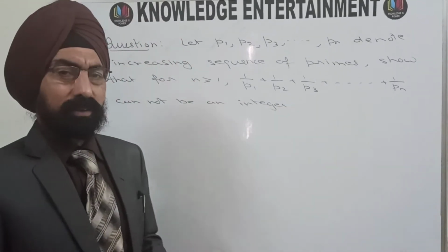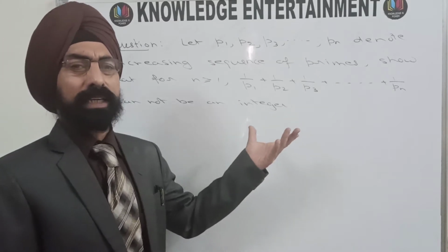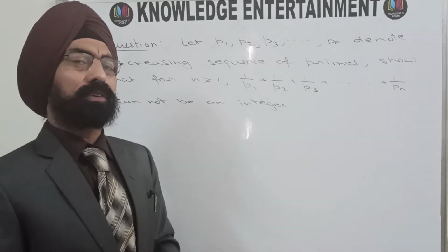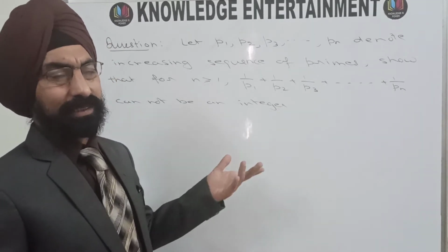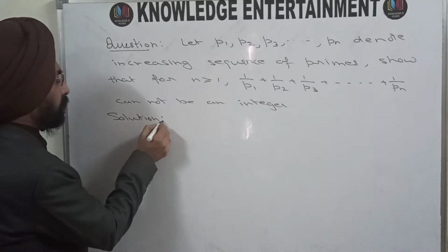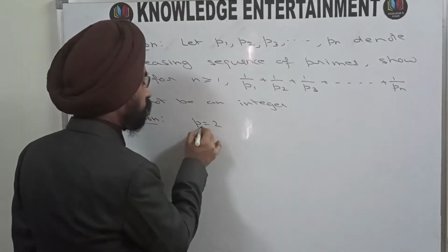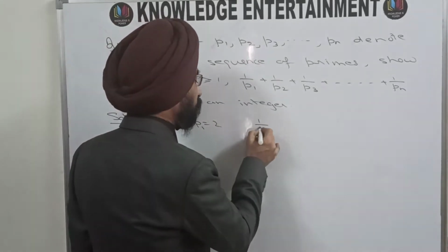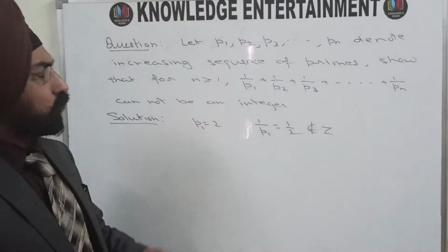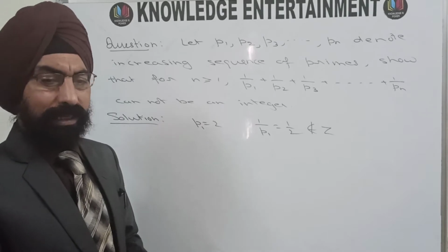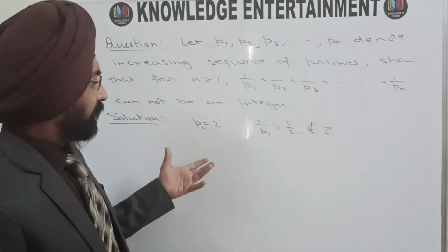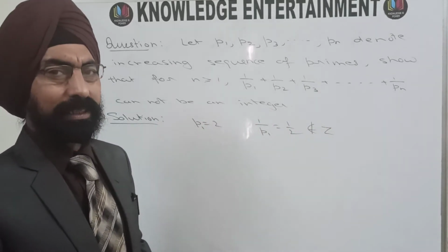So here, whatever the number of primes you take in increasing order, the sum of reciprocals of these primes cannot be an integer. And one thing is clear, if you take only one prime, then the first one prime is 2, so take p1 is equal to 2. What about 1 upon p1 is 1 upon 2, and it is not an integer. Very much clear, it is not an integer. So now we will show that not only in this case, whatever the number of primes you will take, the sum of the reciprocals will not be an integer.